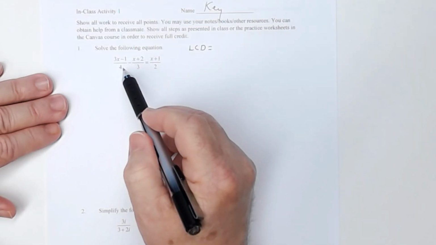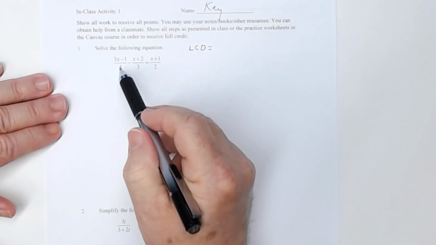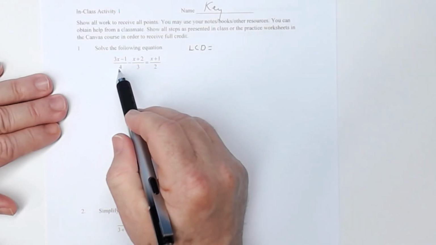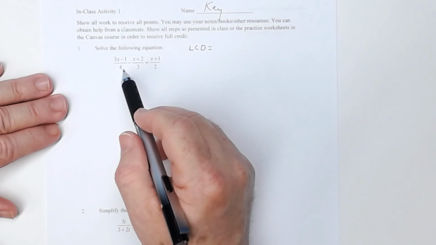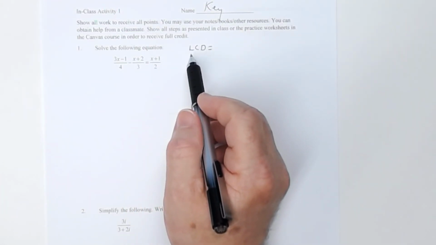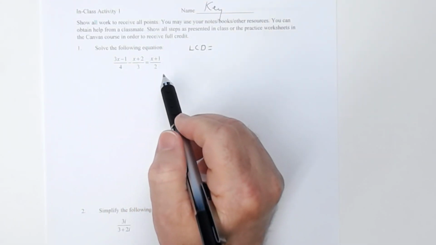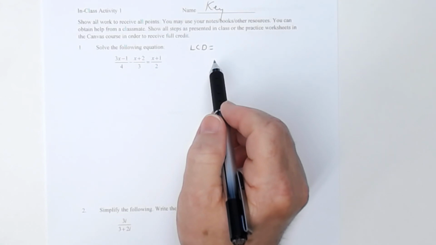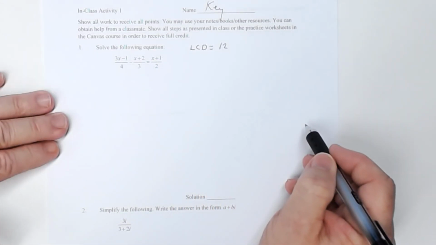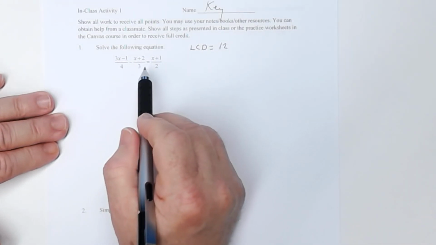The whole idea when clearing the fractions is to get these denominators to be factors of 1 instead of 4, 3, and 2. Always use the smallest. You can use a common denominator, but it's always easiest to use the least, the smallest. The smallest number that 4, 3, and 2 will go into evenly is 12. So 12 is going to be my least common denominator. Next, we're going to multiply both sides by that least common denominator.